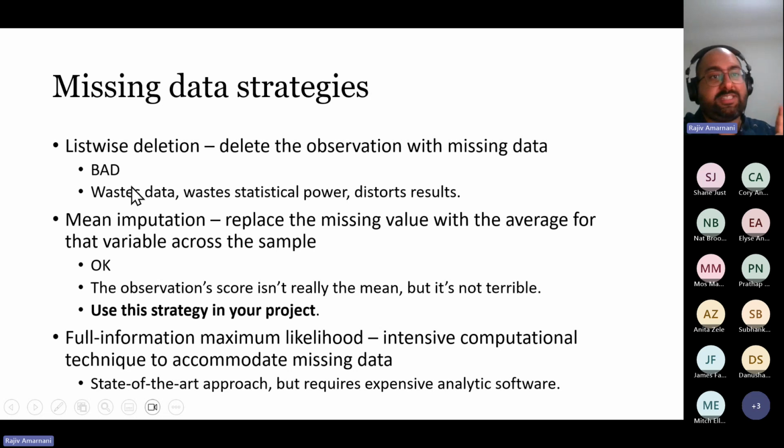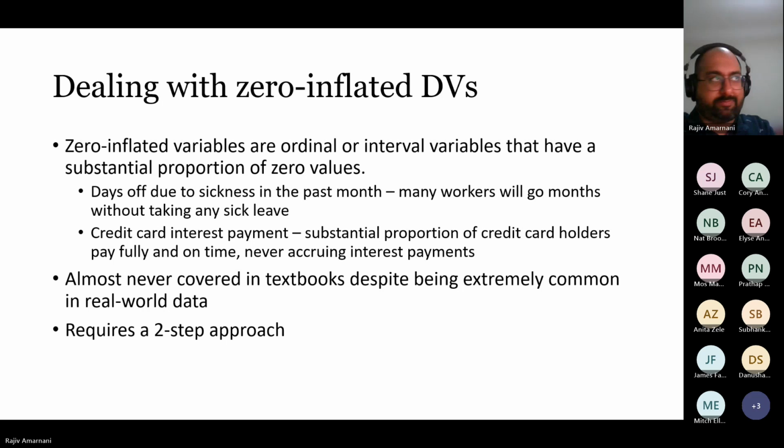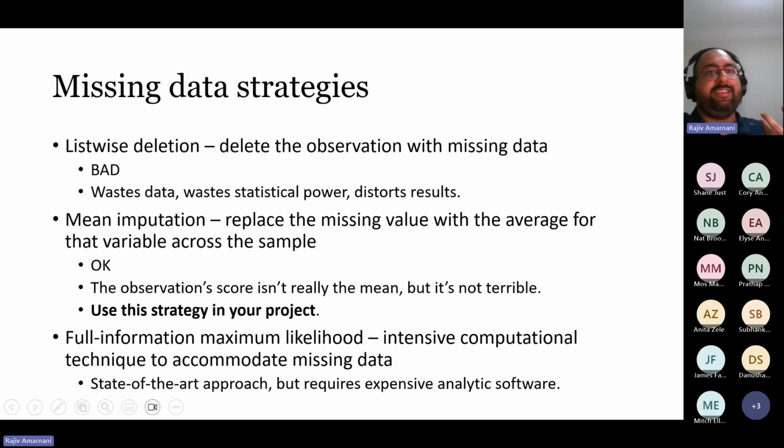First, it wastes data. Remember that every observation contributes to your statistical power. It adds to your sample size. You are throwing away power by deleting these observations.